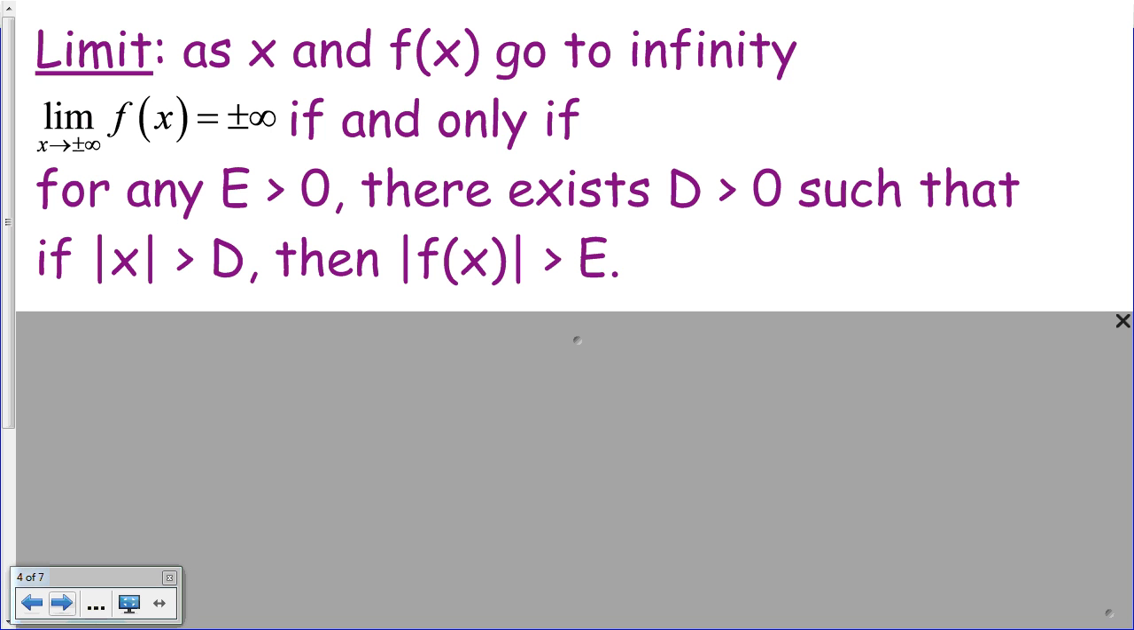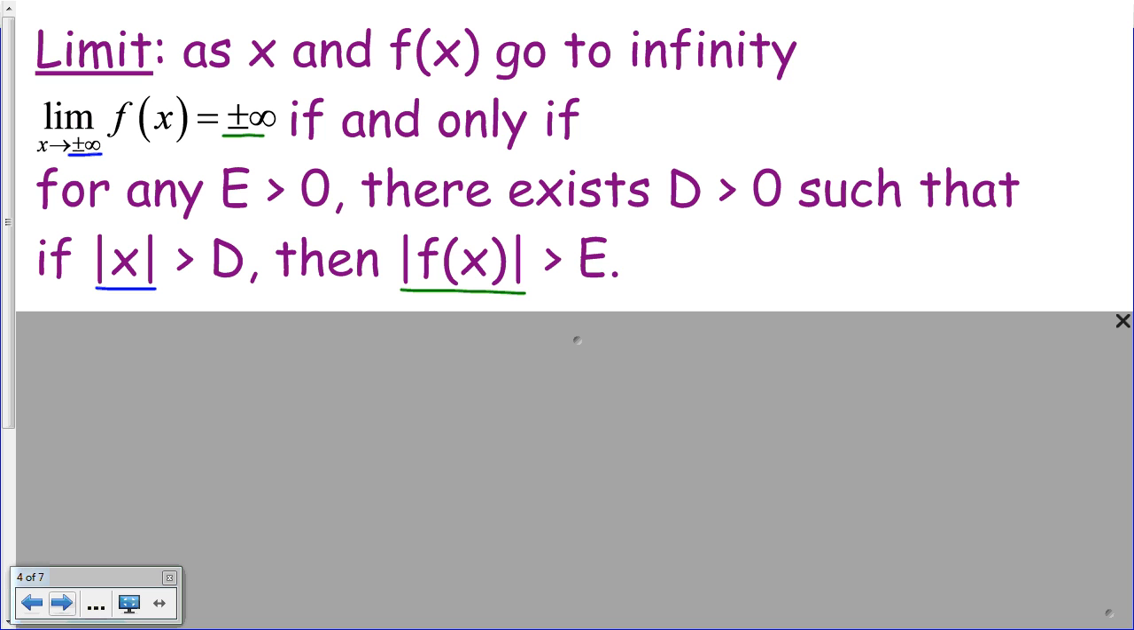If the absolute value of x is greater than d, then the absolute value of f of x is greater than e. The reason we see those absolute values is because here I'm letting x go to plus or minus infinity, so that's why I have an absolute value of x. And here I'm talking about a limit that's becoming infinite, so I'm using both plus or minus infinity, and the absolute value handles both of those for me. You could rewrite them just like we saw in the last two definitions. I'll leave that to you to rewrite if you want to.